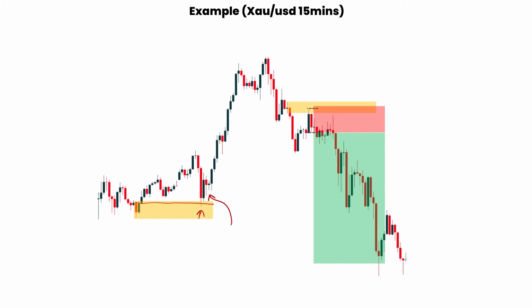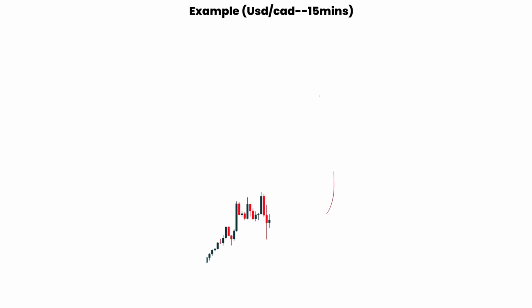Let's look at another example. We have USD CAD on the 15 minutes here. You can clearly see that we have a low, manipulated this high, and then we have this, and then we have an inside bar here. So let's draw the zone. We have this demand zone and then followed by this inside bar. So from here, that means you are waiting for the market to break this inside bar so that you can enter the market. So let's put the entries here.